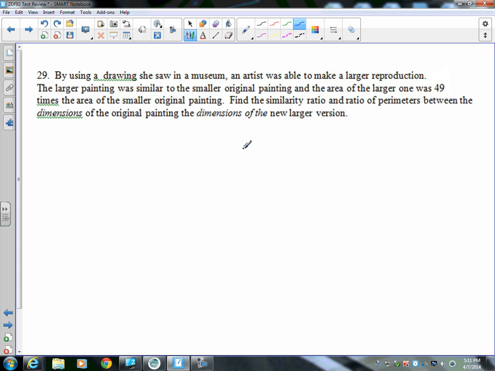Next question. This is very similar to the one we just did. Again, they're making a new production from a drawing they see in a museum. The larger is going to be 49 times bigger. The area is 49 times bigger in the new one than the smaller old one. So we can set up a ratio of areas, and we end up with 1 to 49.